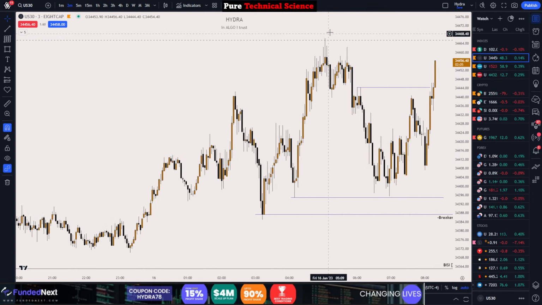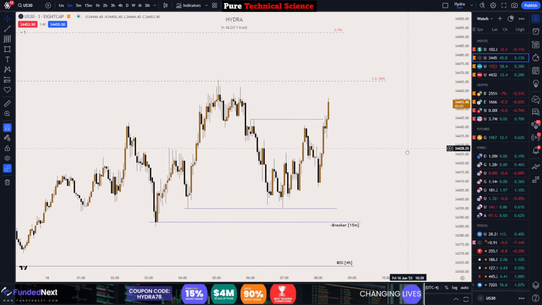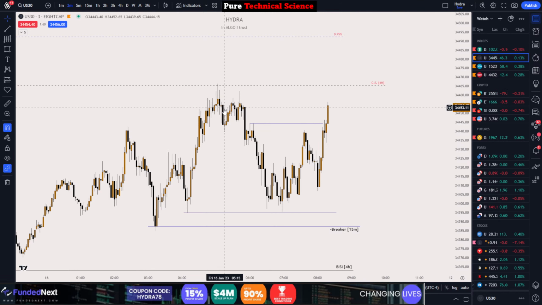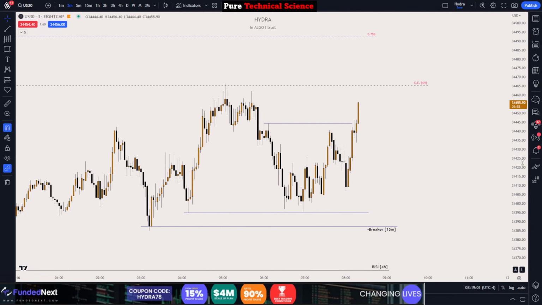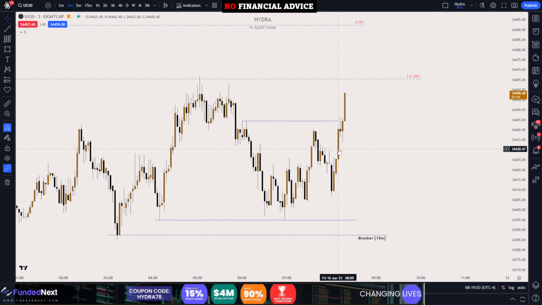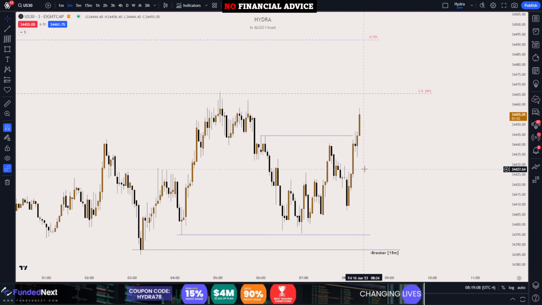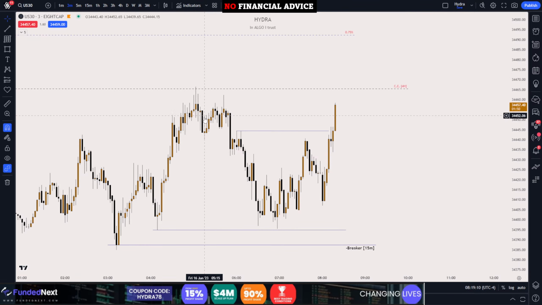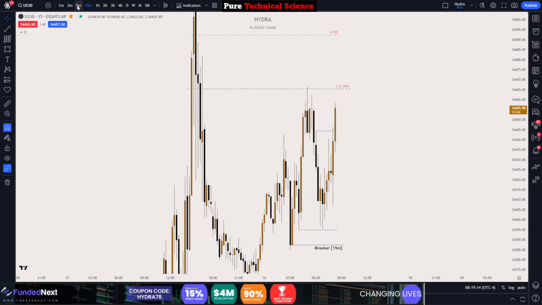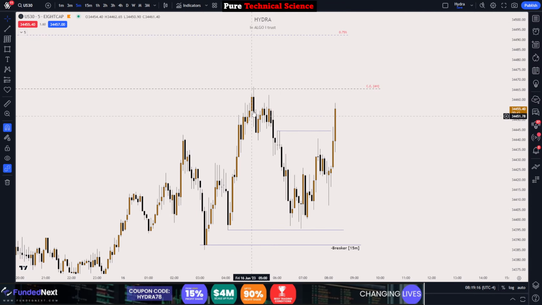So we are getting inside of our first macro, and as you can see, price didn't respect this mitigation block here. This was our last line of defense to expect lower prices. Now let's see from where price can possibly reverse. The price didn't respect this mitigation block, which was visible clearly on the 5-minute chart. Do you guys see it? What did I tell you?